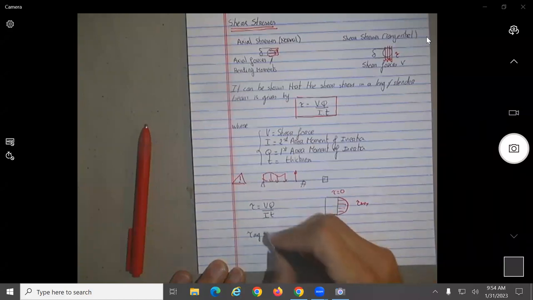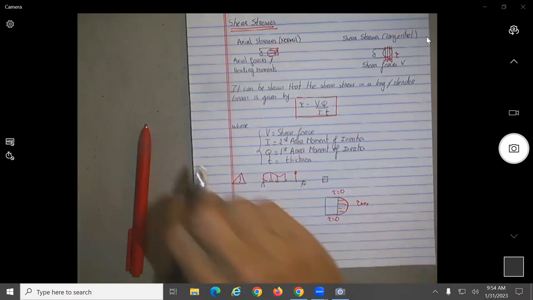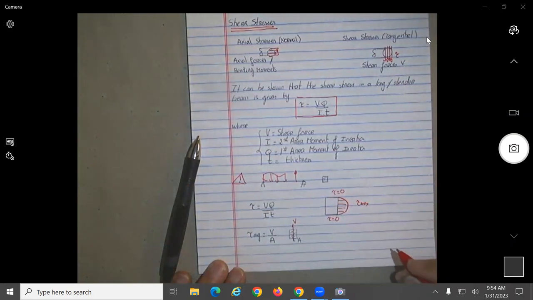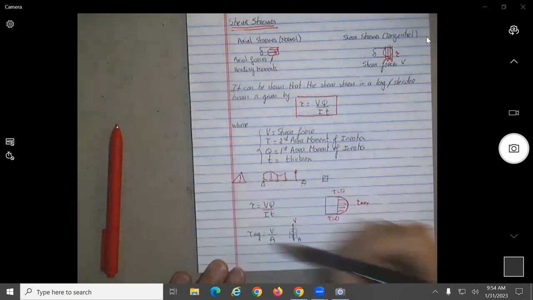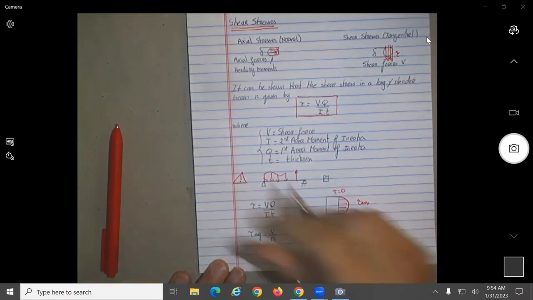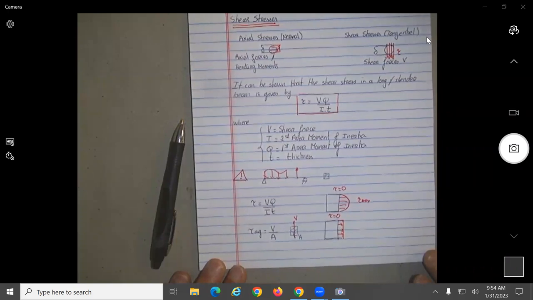So what do they do? Okay, I'm going to do V divided by A. Or for example, you can do here, A and V. So in this case, if you do this, how would the distribution be? What would be the shape of the distribution if you use this equation here? It would just be a constant because this would be an average.